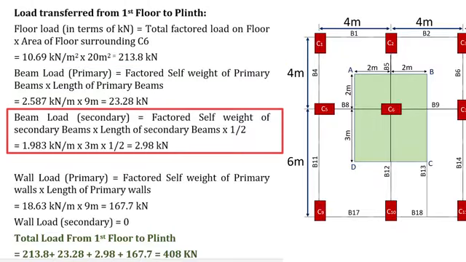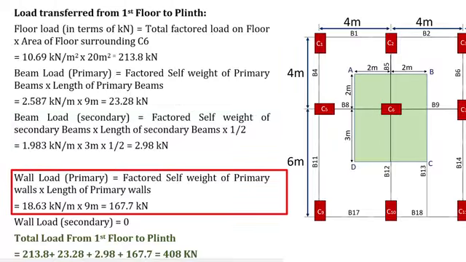The load due to secondary beams will be equal to factored self-weight of secondary beams into length of secondary beams into 1 by 2. Factored self-weight is already calculated as 1.983. Length of secondary beams is 3 meter. On substituting these values, the load due to secondary beams will be equal to 2.98 kN.